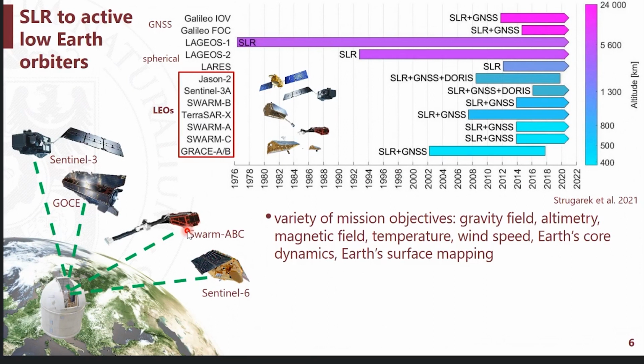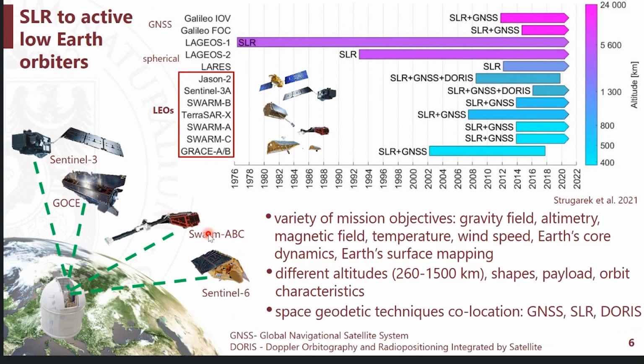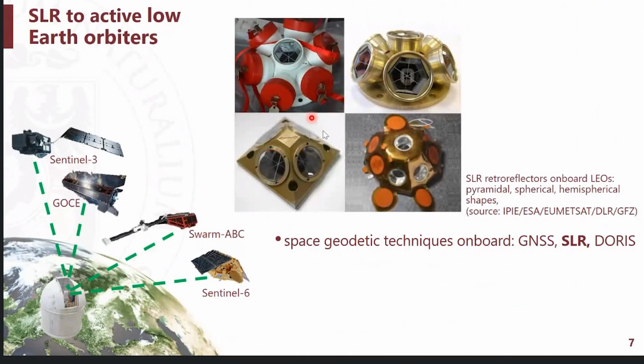For example, they are used for gravity field determination, altimetry measurements, temperature measurements, wind speed, or Earth surface mapping. Moreover, they have different altitudes within the range of over 200 to 2,000 kilometers, shapes, payload, and orbit characteristics, all for the particular mission characteristics. Moreover, we have collocation of space geodetic techniques on board LEOs: GNSS, SLR, and also DORIS. The figure shows examples of SLR retroreflectors which can be found on LEO satellites, for example, pyramidal retroreflectors, spherical or hemispherical retroreflectors.